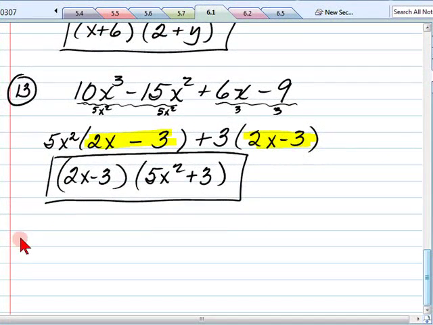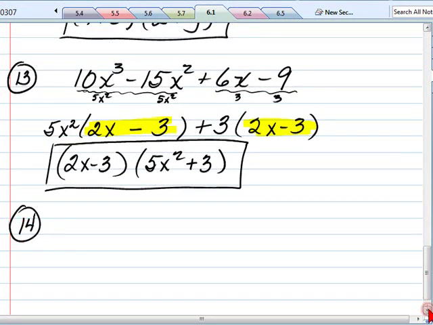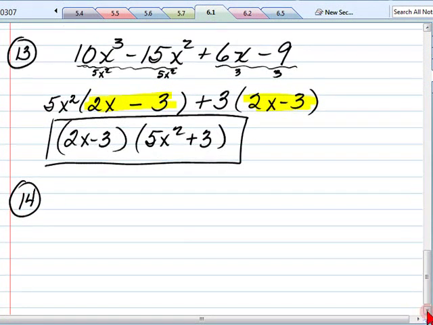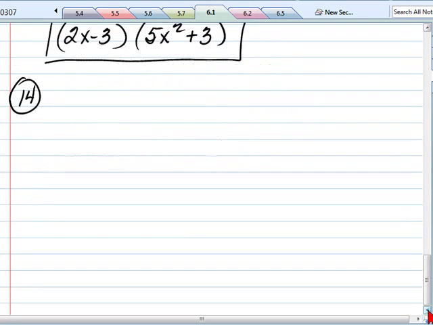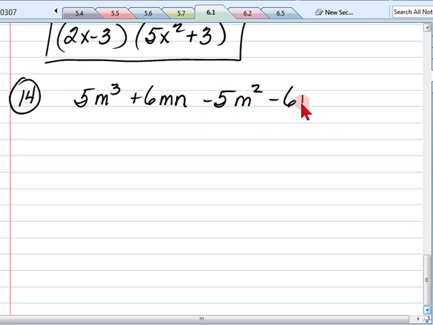Okay, let's look at number 14. Something important and different about 14. I have 5m to the third plus 6mn minus 5m squared minus 6n. And it says to factor.